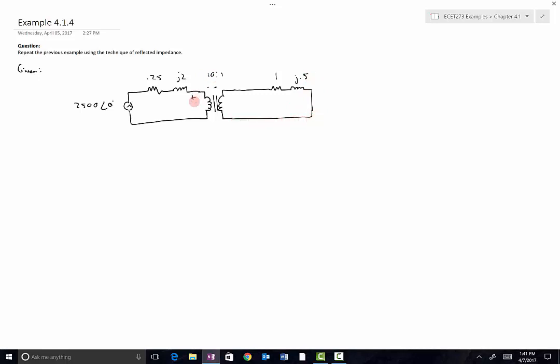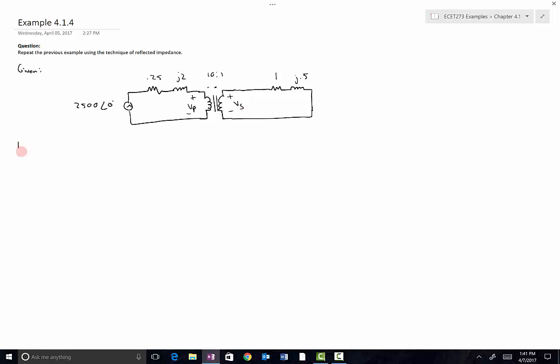And again, this is the input of the transformer, VP. This is the output of the transformer, VS there. So I think that covers it. 1 plus J0.5, 0.25 plus J2, 10 to 1 transformer, 2500. Yep, we got it. Okay, so those are our givens.